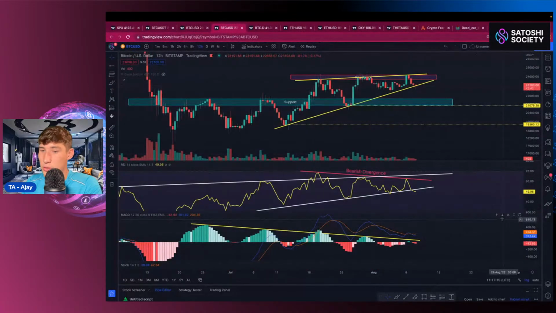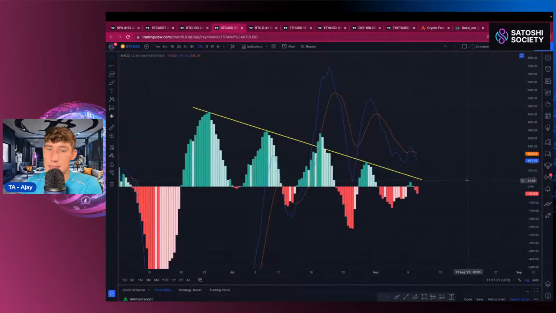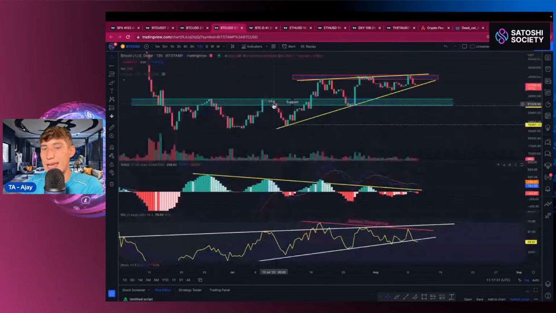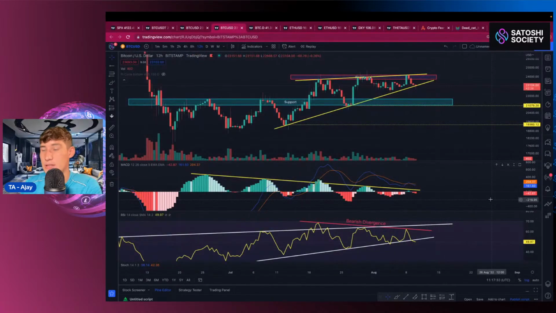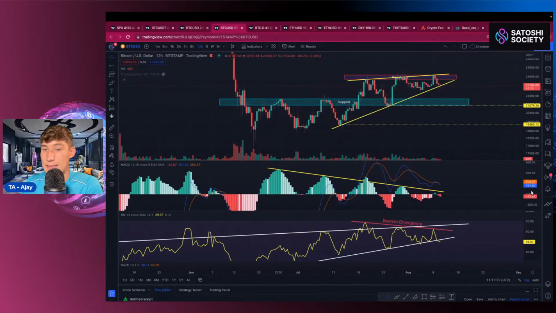The other bearish signal that I am looking at is this MACD. What we're looking at on the MACD is we are seeing momentum towards the downside on the green bars here. This is telling me that the bulls are losing steam. And when we see this loss of bullish momentum on the MACD, we do tend to get a pullback.